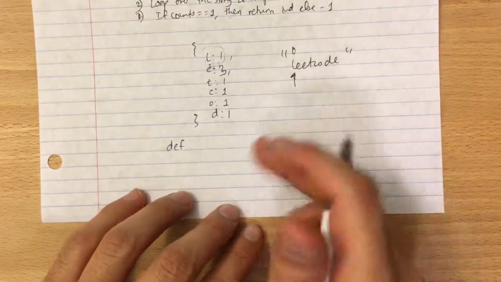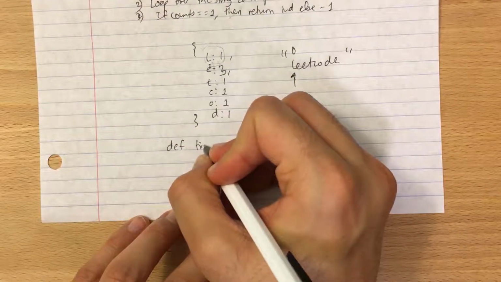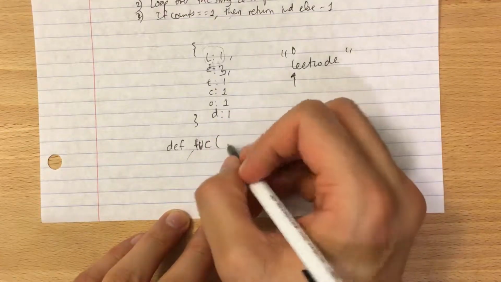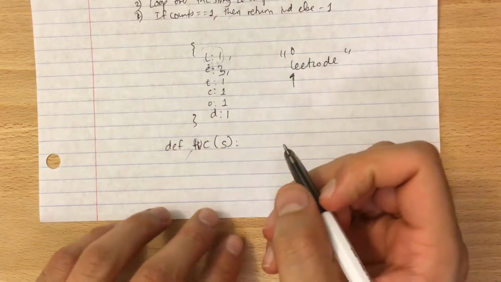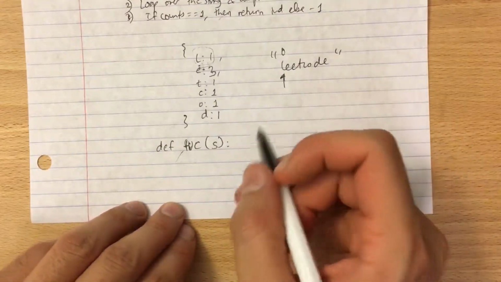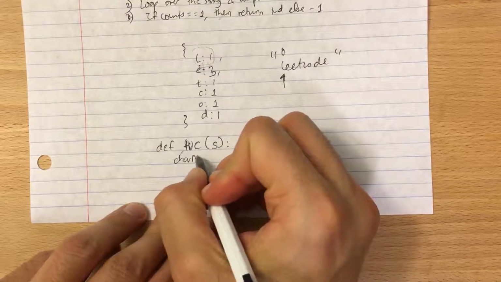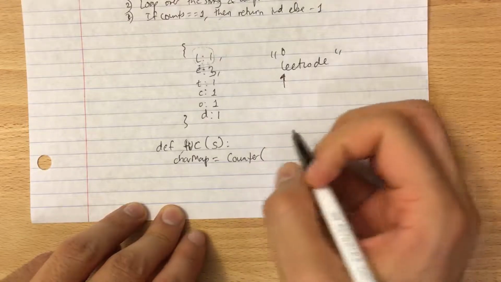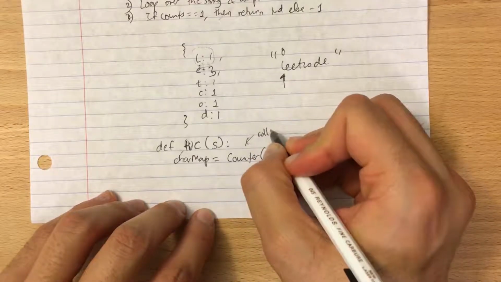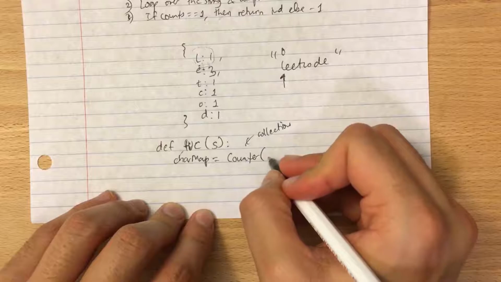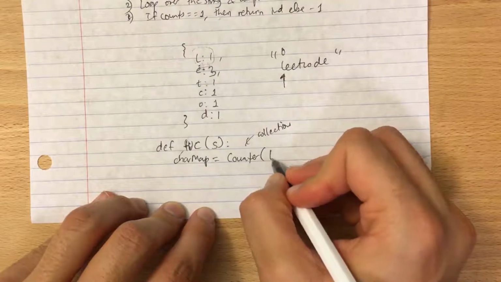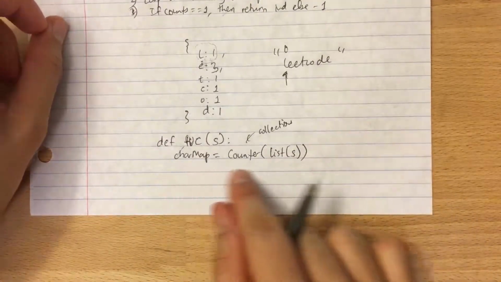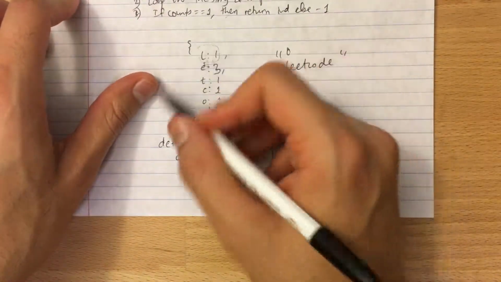Okay, so first unique character, I'll call it FUC for short, and it takes in a string, right? So first we can create a character map which contains all the counts. To do that, I'll use the Counter from the collections module in Python, right? First convert into a list. So now I have all the counts. Essentially I created this map here.